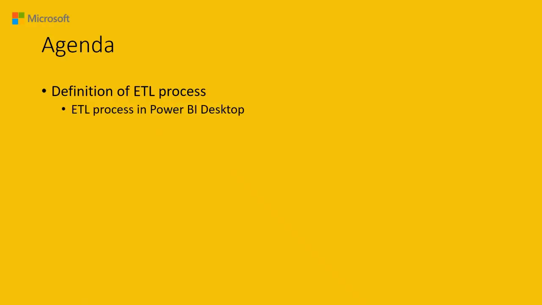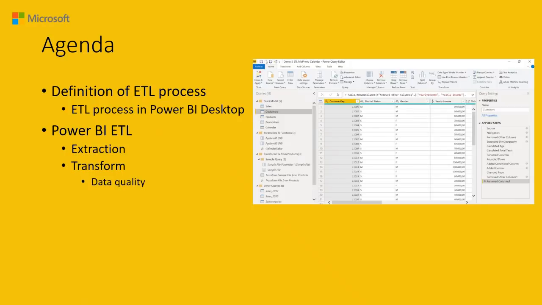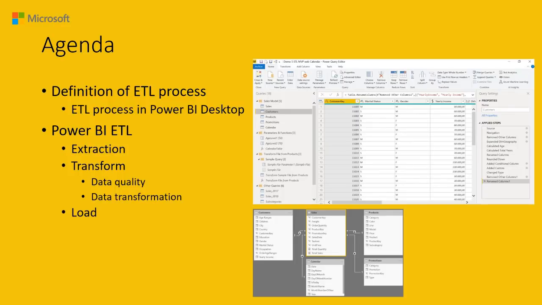So the agenda for this session is, first, we will look briefly at the definition of the ETL process in general and the ETL process in Power BI Desktop in particular. And then we will travel through the 3 steps of ETL: extraction, transformation, which includes data quality and data transformation, and loading data to the data model.